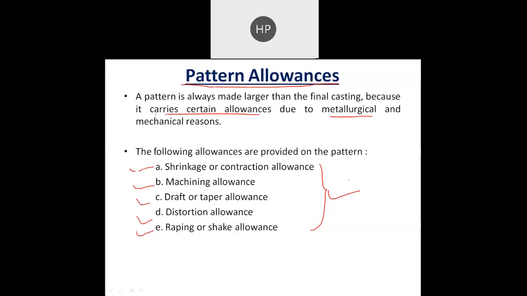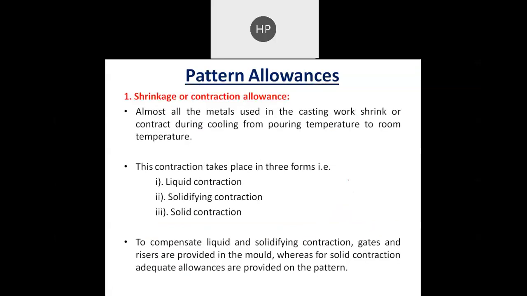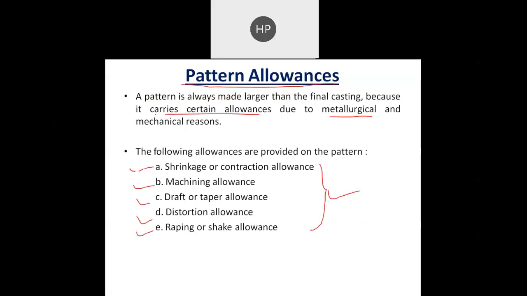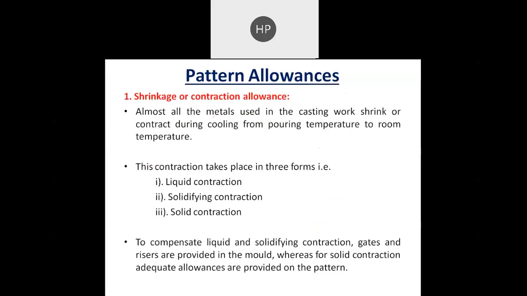So this is very important to understand, and not only this, but if you go for some competitive exam, in that also you will find a question from these pattern allowances. That's why it is important to understand these pattern allowances. So the first allowance is the shrinkage or contraction allowance. Almost all the metals used in casting work shrink or contract during cooling from pouring temperature to room temperature.